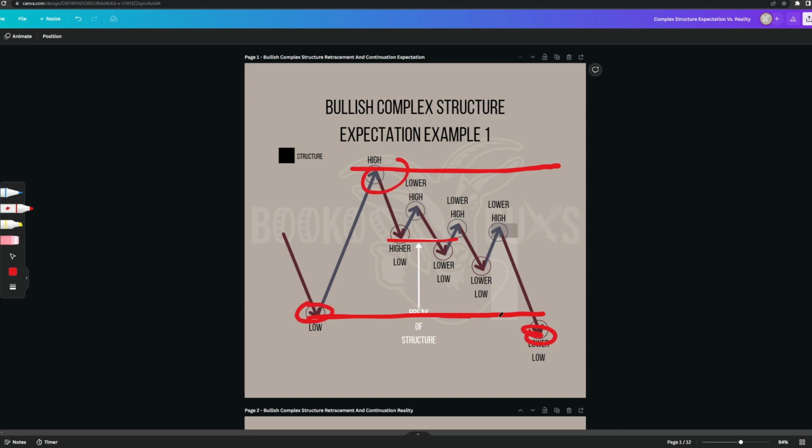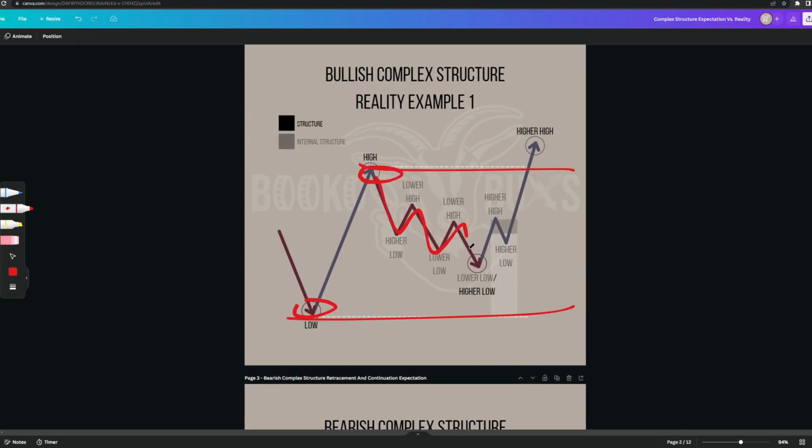Yes, once price breaks this low, this is a true breaker of structure, but the whole point is before this happens, they're anticipating price to continue to do this and keep dropping down. But they fail to realize the bigger picture, the true structure point, which is this. So when they think price is going to keep doing this, they fail. They lose the trade. Does that make sense?